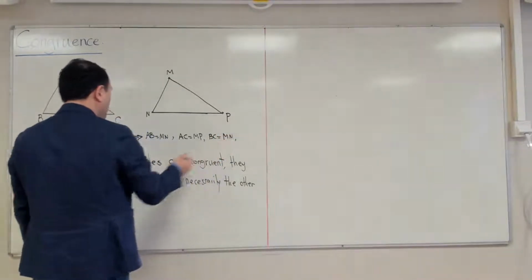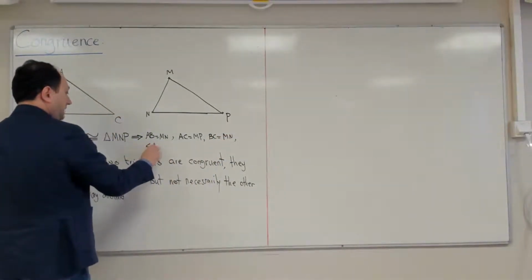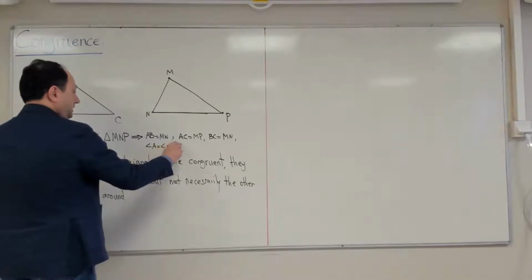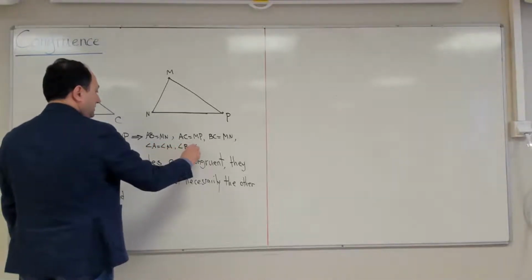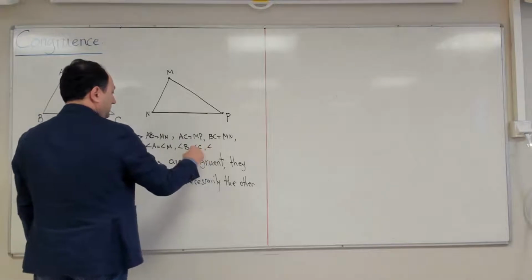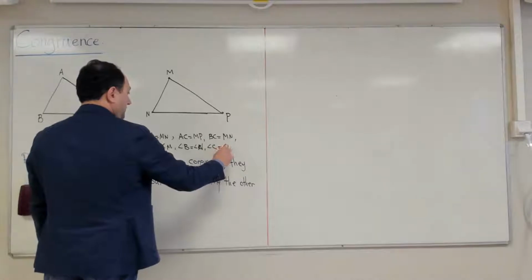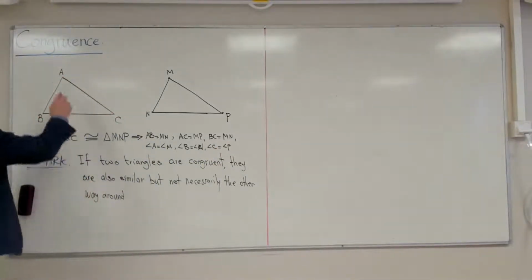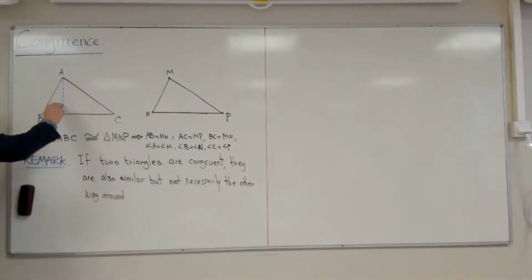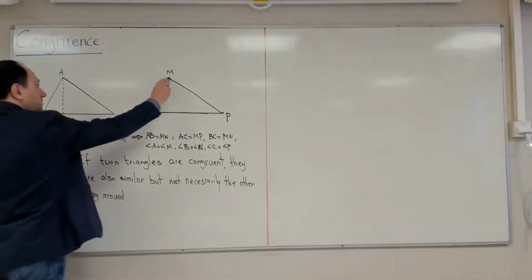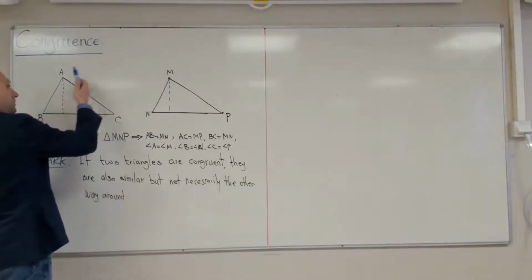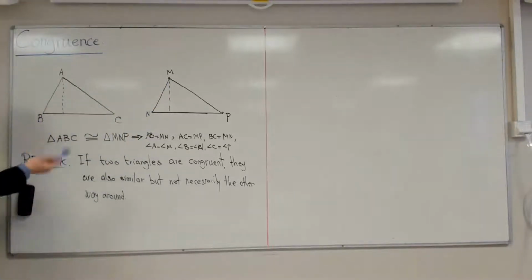You can also talk about the corresponding angles. The angle A is equal to angle M, the angle B is equal to angle N, and the angle C is equal to angle P. And of course, if I draw a height here and this corresponding height here, the height of this one is exactly equal to the height of this one. So they are exactly the same picture. Whatever you have in one of them, you have to see in the other one. Are you sure that BC equals MN?